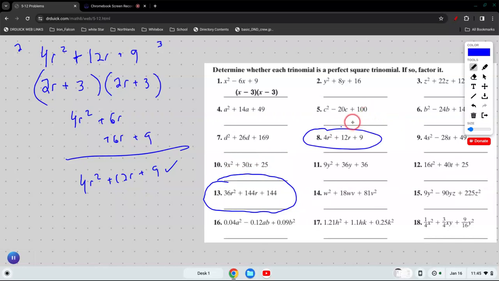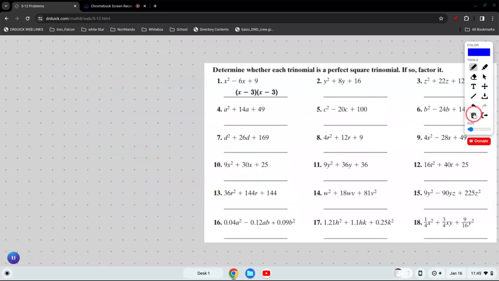Oh, it's got a lot of weirdness going on, right? So, once again, let's see what I come up with. I got 36r squared plus 144r plus 144. This may or may not work.